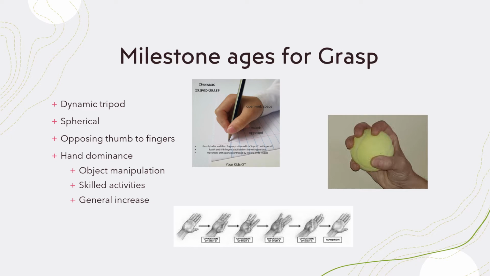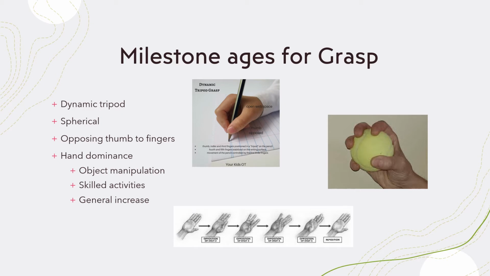The next grasp to discuss is the spherical grasp. This is used in instances like catching a ball as shown, or opening a jar or other containers, and this is expected to develop around 3 years of age. Followed by opposition of your thumb to all of your fingers, which can be used for several different tasks, and this should present around 4 years, 6 months of age.